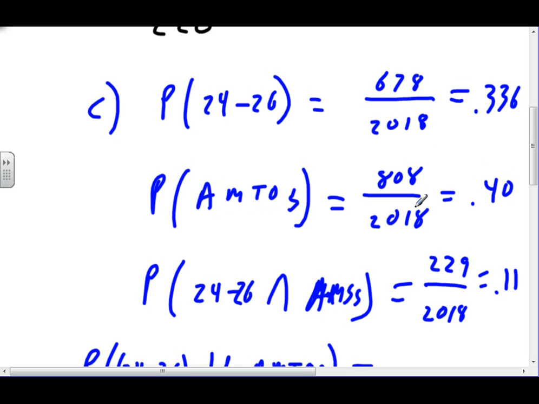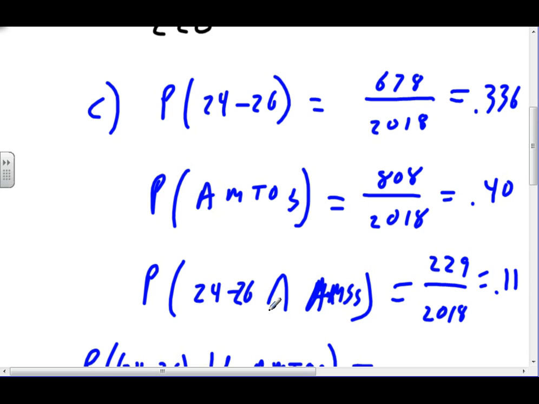Would you get to 229 from the probability 24 to 26 and intersections? How'd you get the 229 for the 0.11? 229 over that number, yeah. Okay, so we got the intersection of the age and they applied to more than one school. So that intersection is the 229 number.